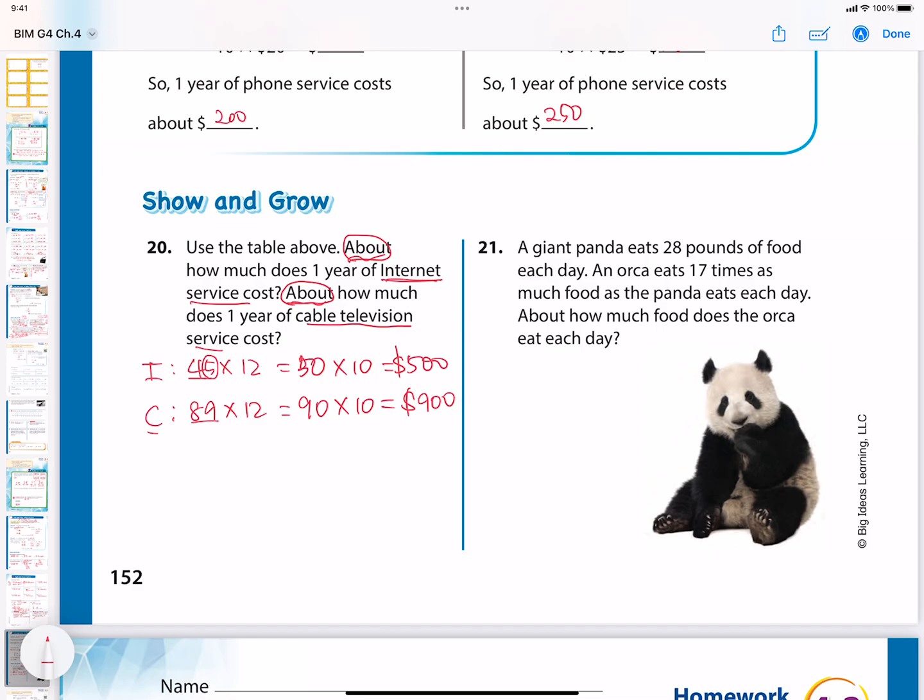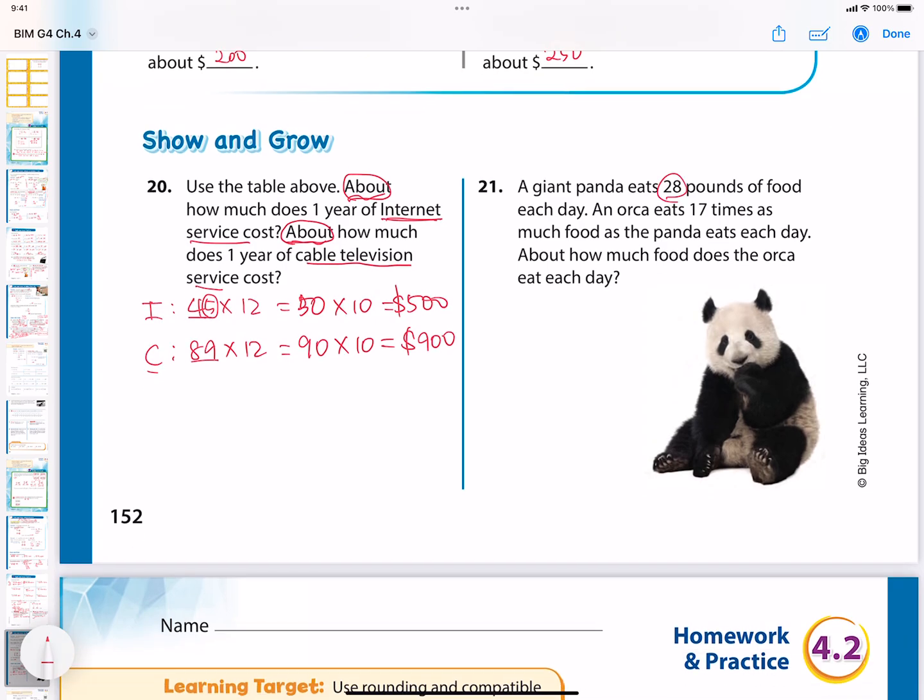Okay, number 21. A giant panda eats 28 pounds of food each day. An orca eats 17 times as much food as the panda eats each day. About how much food does the orca eat each day? So panda eats 28 and orca is what? 28 times 17, right? 17 more times than panda. Let's go ahead, but we don't have to find the actual product, but we need to find the estimate since they were asking about how much, right?